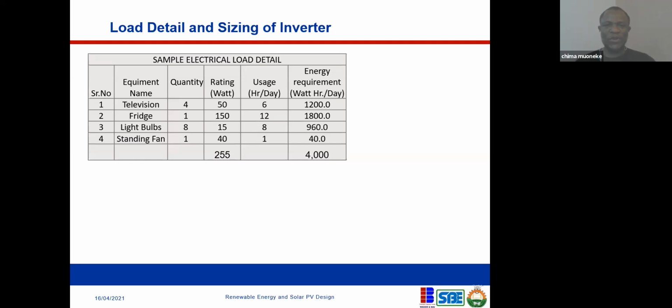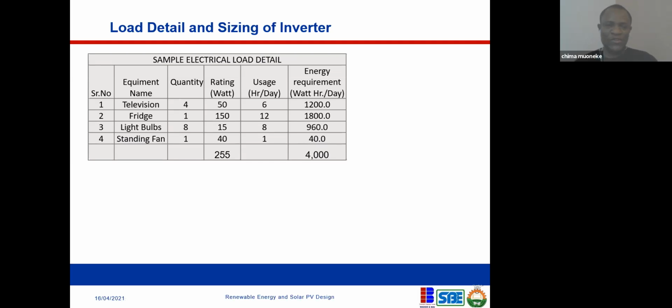What you're looking at on the screen now is a table that has a sample electrical load detail. This is just a sample. For example, if you go to an apartment, you can find a television, you can find a fridge, you can find light bulbs. Perhaps they have 4 televisions, 1 fridge, eight bulbs, and 1 standing fan. This is just an example. The list, of course, could be longer.